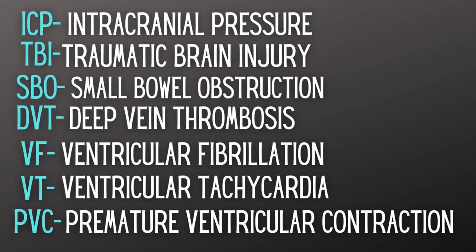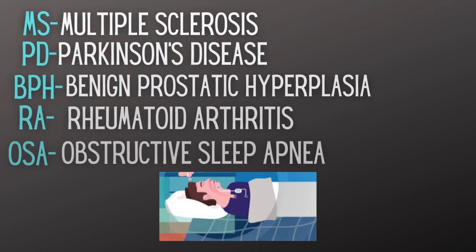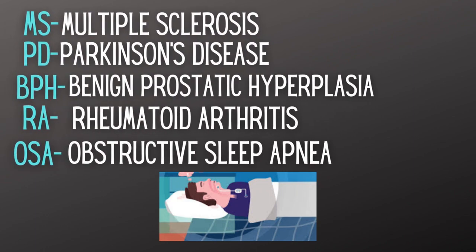VF is ventricular fibrillation. VT is ventricular tachycardia. PVC is a premature ventricular contraction. MS stands for multiple sclerosis. PD is Parkinson's disease. BPH is benign prostatic hyperplasia. RA is rheumatoid arthritis. OSA is obstructive sleep apnea.